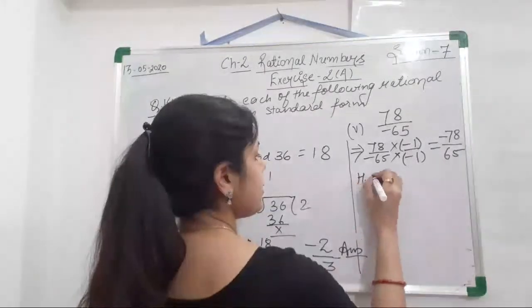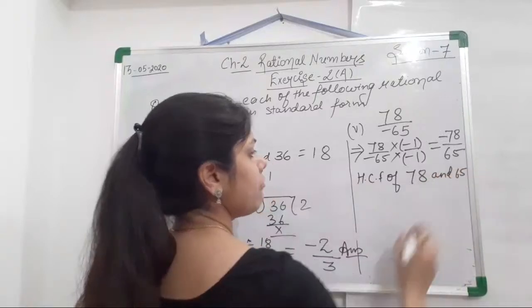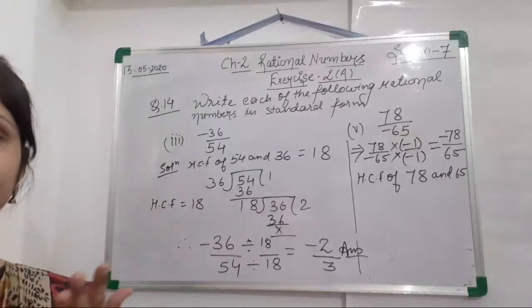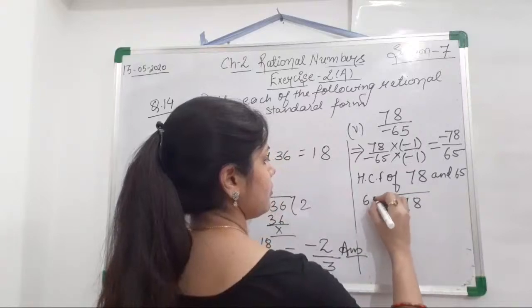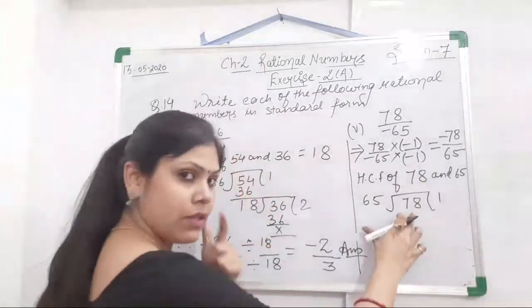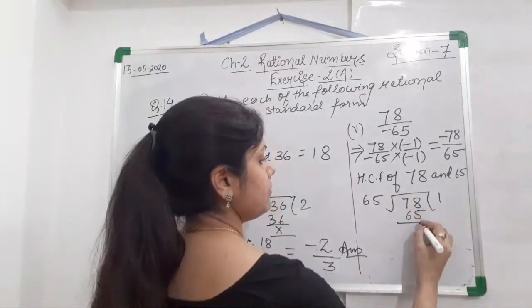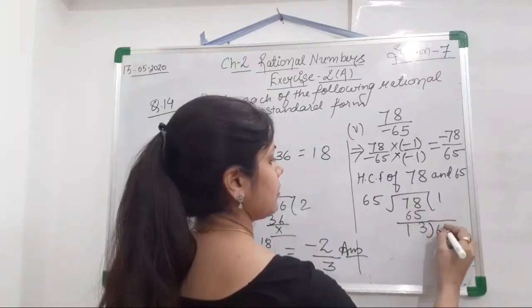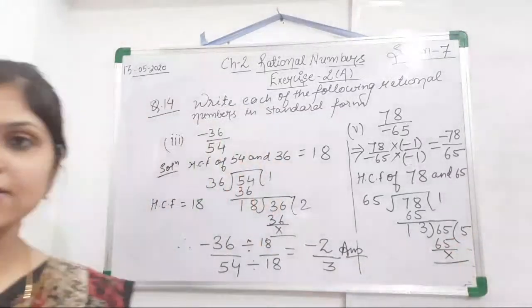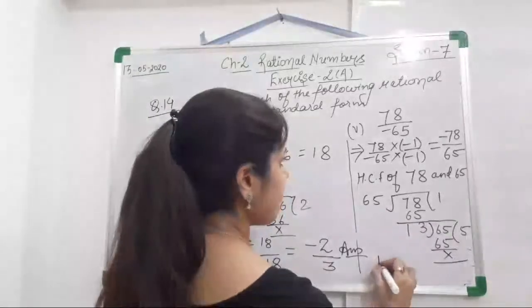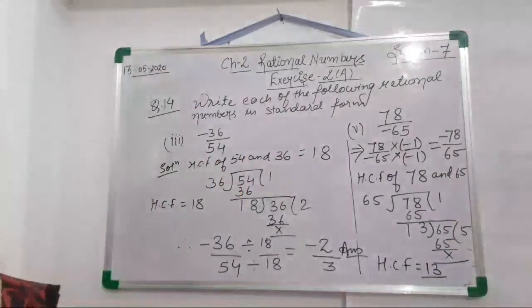Now HCF of 78 and 65. Now you will take out the HCF. Again you will not take the sign here. Now 65, 78 will go inside and 65 will be the divisor. Now 65 times what will come? 13. Now the remainder is 0. That means what will be the HCF? HCF is equal to 13. You got HCF equal to 13.